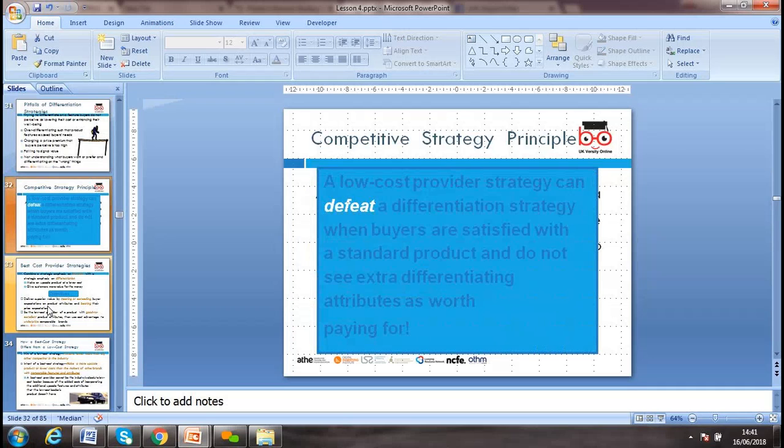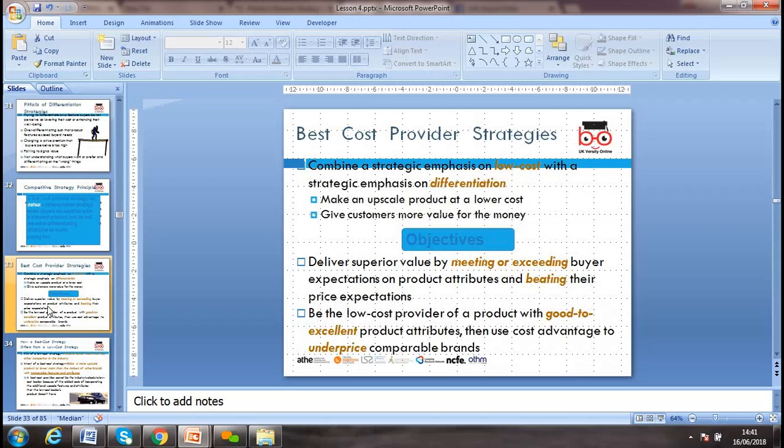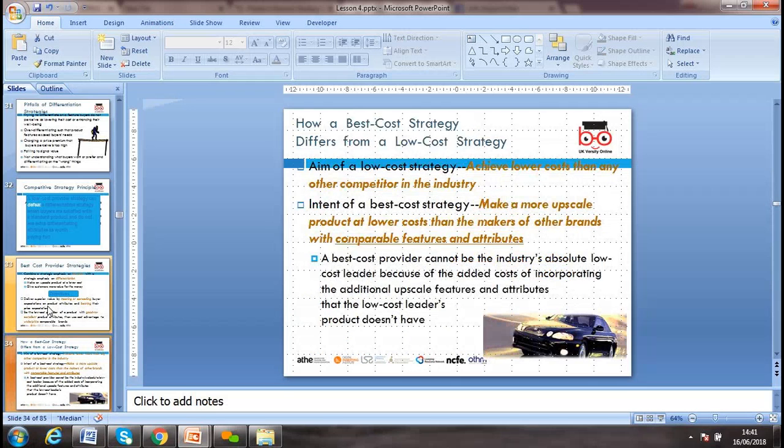Competitive strategies principle. A lower cost provider can be defeated by differentiation when the buyers are not satisfied with the standard product and see extra differentiated attributes as worth paying for. So with the cost provider, we lower the cost. We cannot just focus on the cost, as everyone may be focusing on the cost. Maybe we have a difference, like fashion shops, they focus more on new design, more on fashion. Like Zara is more so, but the other stores focus on the price. So we need to look around.